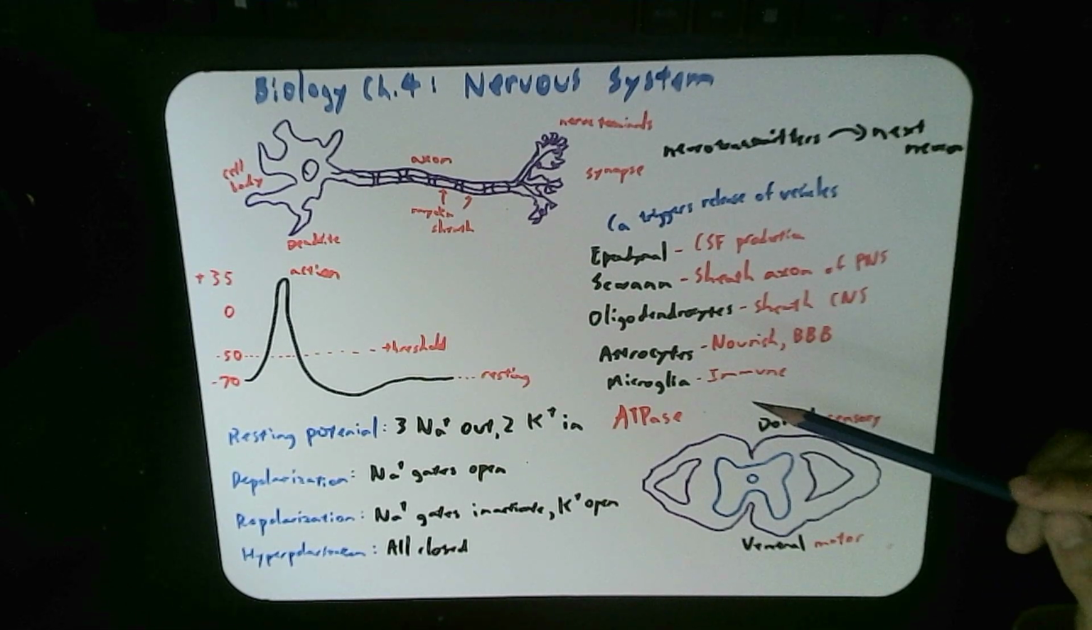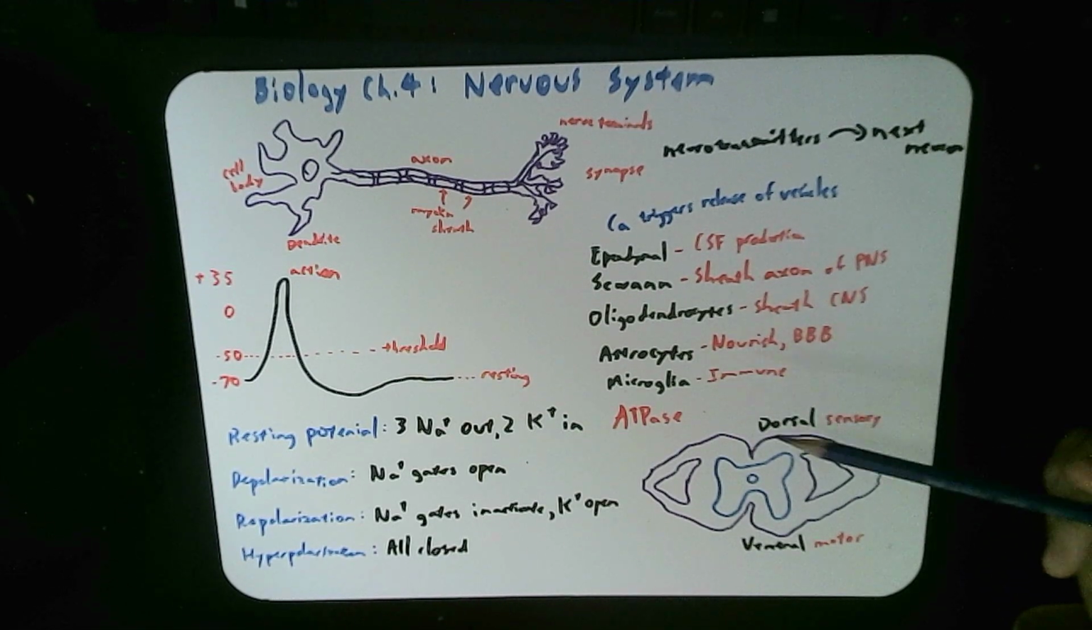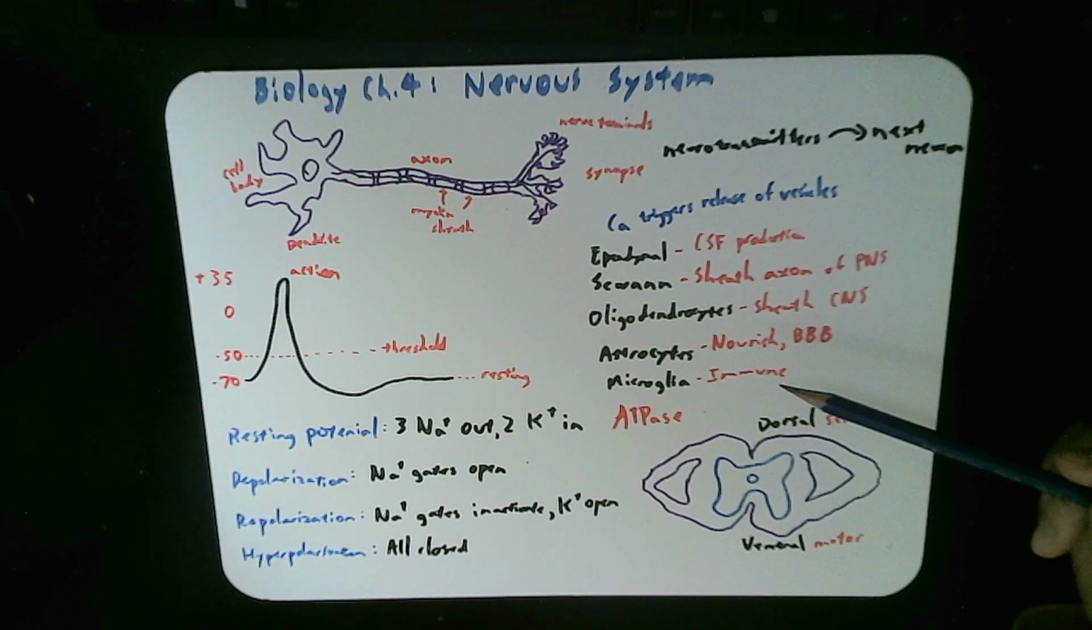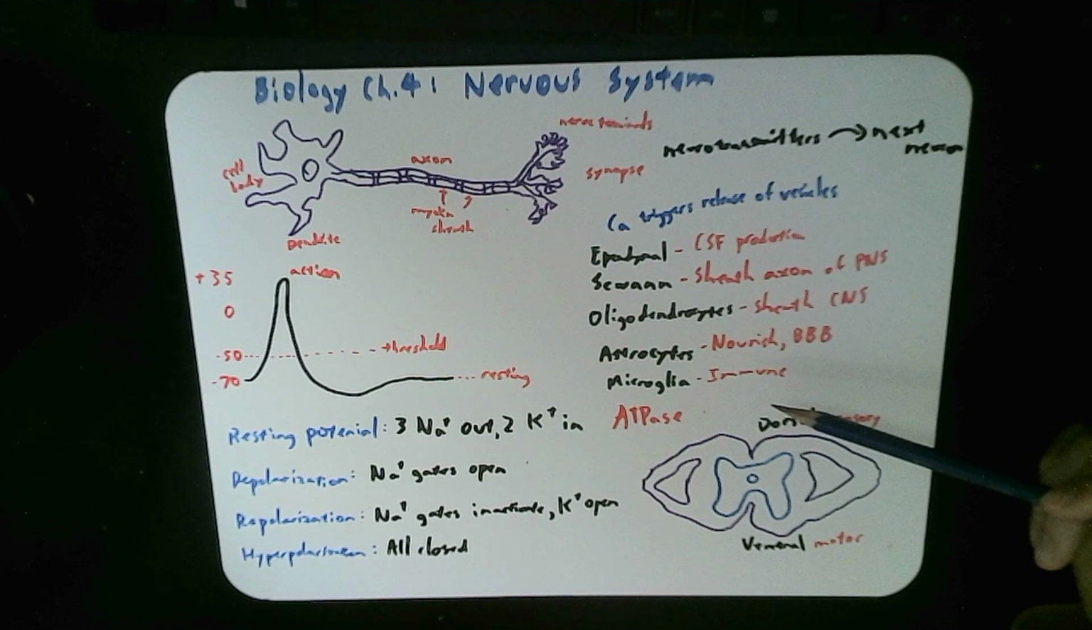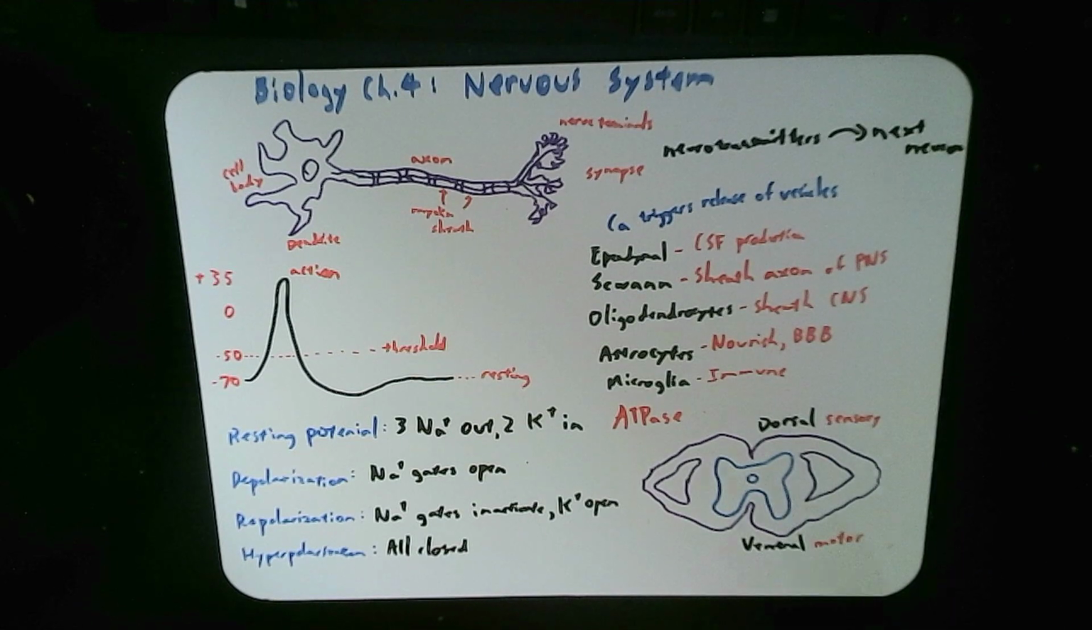Now, microglia, think of them as like the white blood cells around your nervous system. So around your brain and spinal cord, they will eat and gobble up any pathogens and keep you healthy.